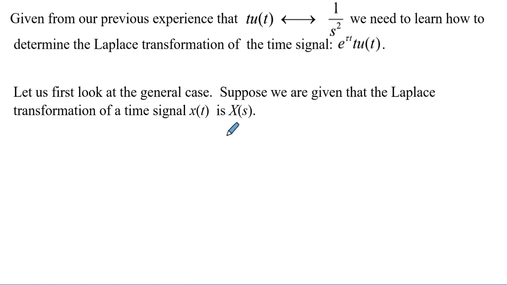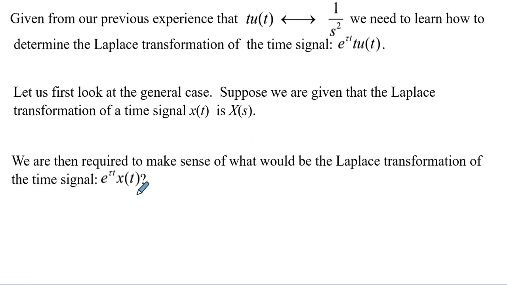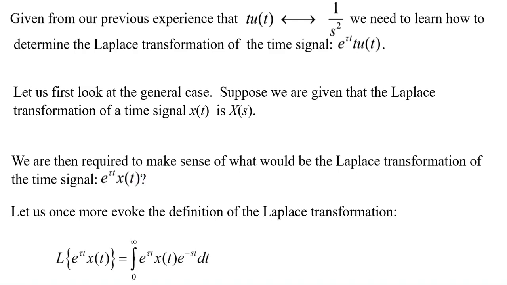Now, looking at it in general, let's suppose that x of t has a Laplace transform which is X of s, and now our task is to say, knowing the Laplace transform of x of t, how would you get the transform of e to the power tau t multiplied by x of t? At this point, we're going to invoke the definition of the Laplace transform, which we all know is given in this form. In this case, we are trying to make sense of the Laplace transform of this signal, which is given here by definition.